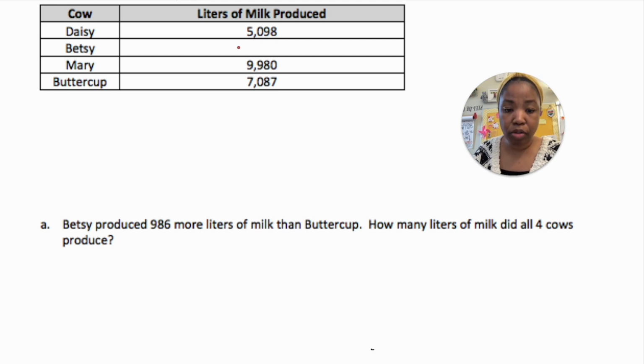If she produced more than Buttercup, then she produced the same as Buttercup, which is 7,087 plus, how much more did they say? They said 986. So I'm going to be adding that together. They want to know the liters for all 4 cows. So let's call them C for cows. I would have to add all 4 parts.